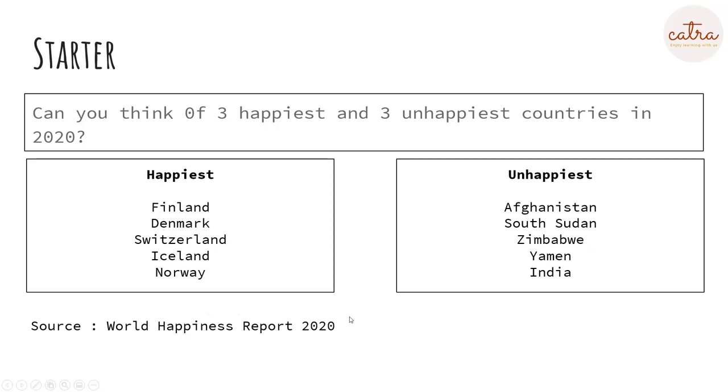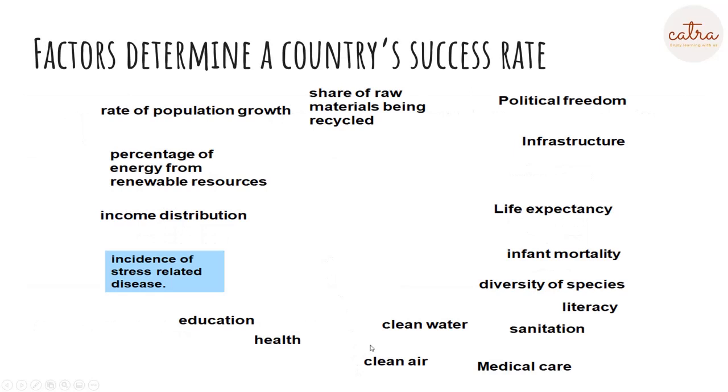So, some of the happiest countries, there's actually a report that was created in 2020, the World Happiness Report. Five happiest countries: Finland, Denmark, Switzerland, Iceland, Norway. And then five of the unhappiest countries: Afghanistan, South Sudan, Zimbabwe, Yemen, and India.